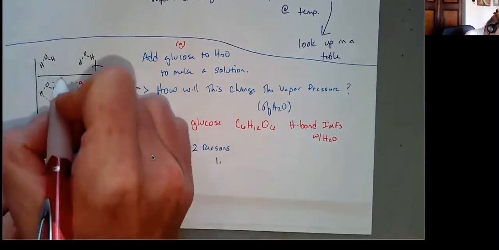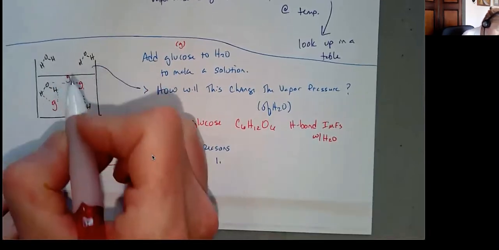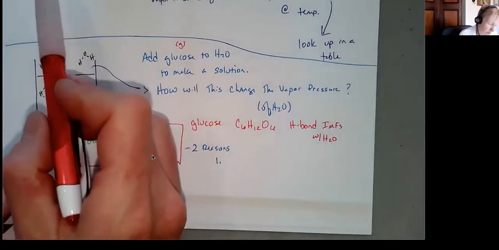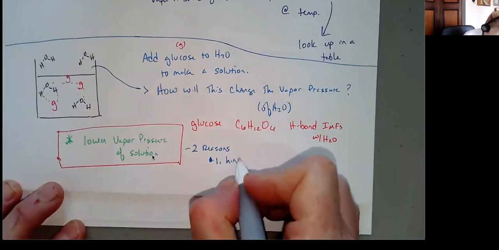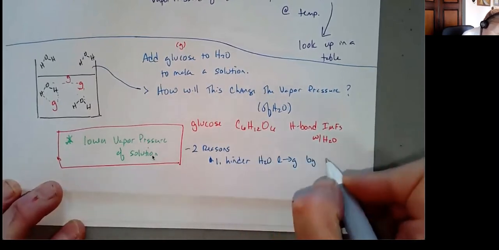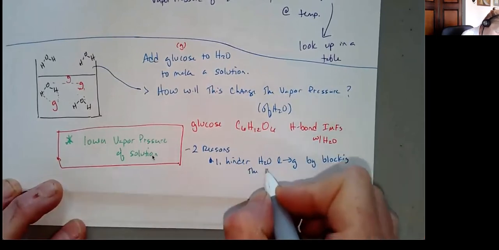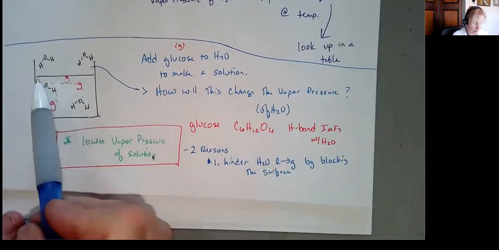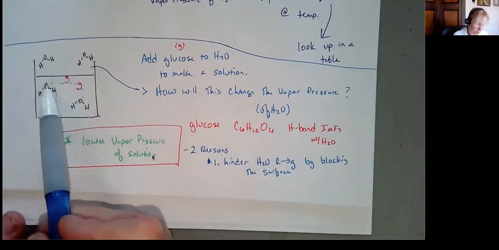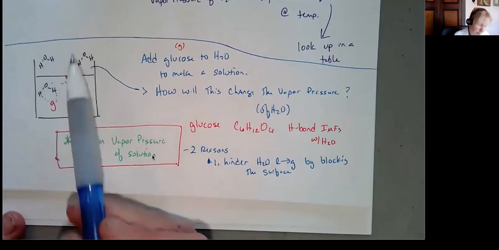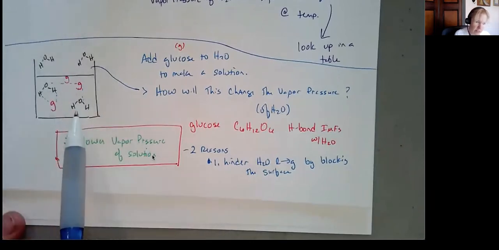One, I can have glucose molecules at the surface of the water where I would normally just have water molecules. It can hinder H2O liquid to gas by blocking the surface. So I can have these big glucose molecules sitting on the surface right here at the interface, which is where the water molecules need to get to in order to move to the gas phase, because a water molecule that's down here in the bottom of the beaker is not going to move to the gas phase.